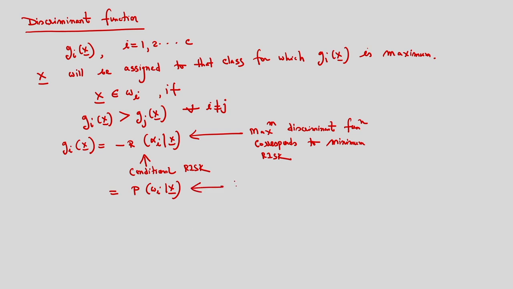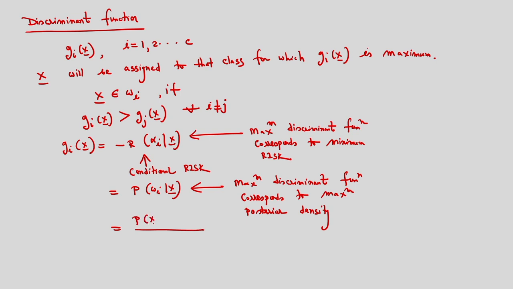So that means I can write this: the maximum discriminant function corresponds to maximum posterior probability, maximum posterior density. So the maximum discriminant function corresponds to maximum posterior density. You can see I can write this in this form: probability of x given omega i, times probability of omega i, divided by probability of x. By using the Bayes law, I can write like this. So g_i(x), I can write like this, because the evidence we are not considering.